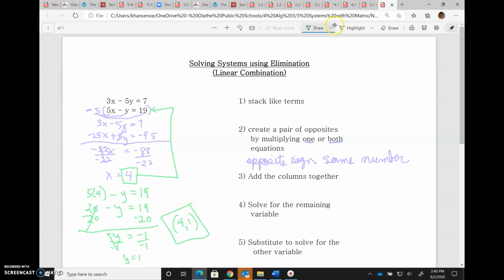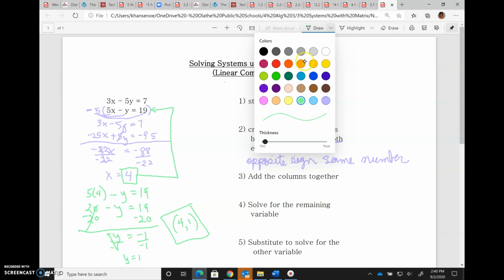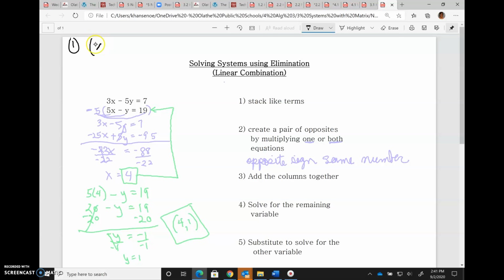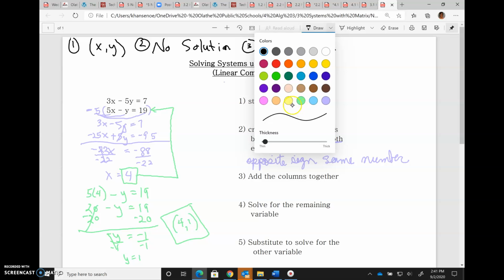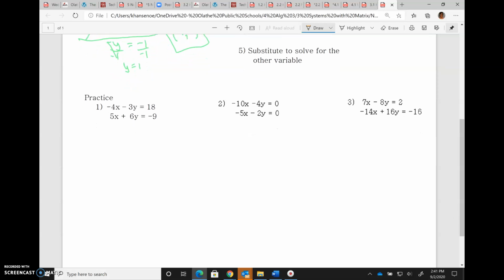Now I'm going to remind you again, because we talked about this every day so far. Remember, I can have a point as a solution. I can have no solution. And I can have infinite solutions. So I can have any of those 3. Now let's look at a problem.